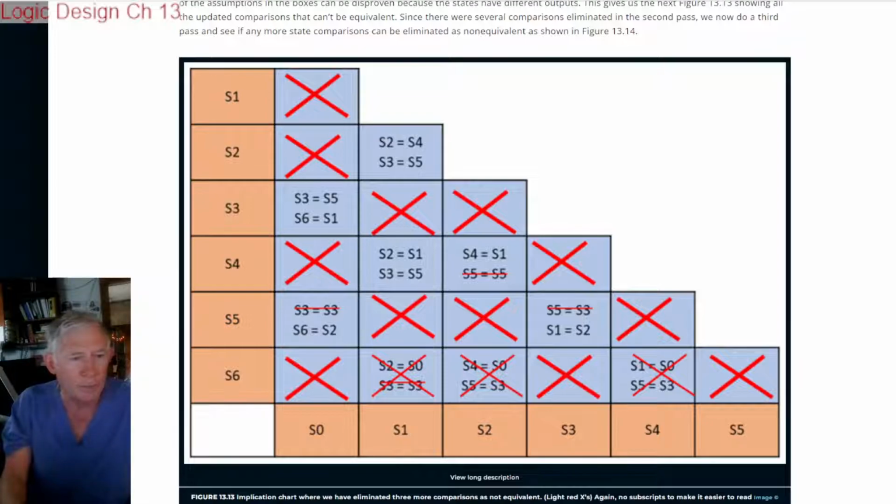So, if we look at what we've gone through here, we've gone through a couple different ways to find equivalent states, and we should get the same results. One is the implication table, kind of that checkerboard cut on the diagonal, or a couple different ways to try and do equivalent states.